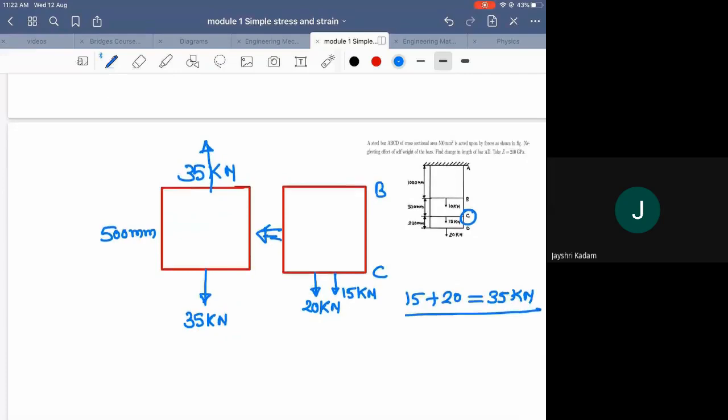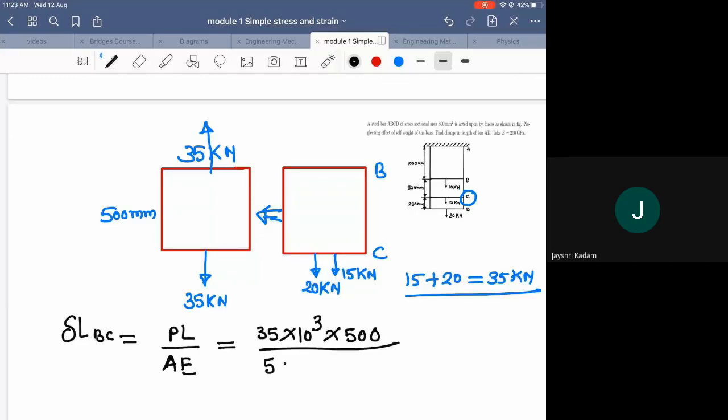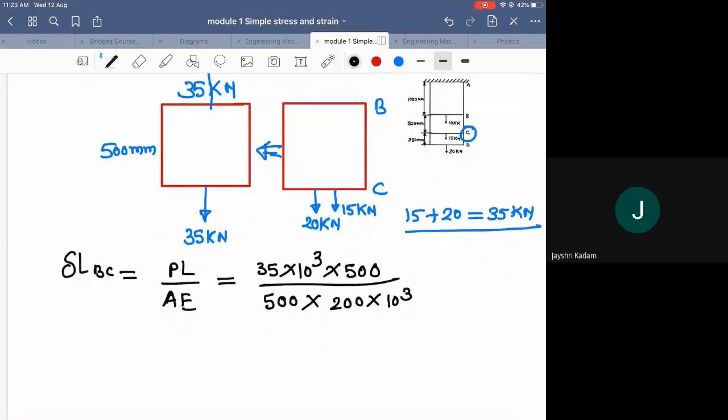Now I know the value of force, I know the length. I'll calculate the change in length of member BC. Delta L for BC is equal to PL by AE formula. What is the value of P? 35 kilonewton, 35 into 10 to the power 3. Length of the member BC is 500 millimeter. Area is common, 500 once again. And the value of E I know, that is 200 into 10 to the power 3.